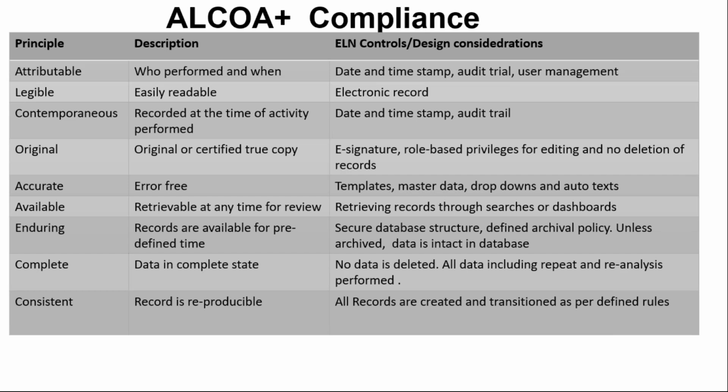So for example, I'm not going to read through everything, because these are just examples of how you can achieve these principles. For example, this is attributable. That means who performs the activity and when the activity is performed. So ELN can be built with the control of date and timestamp. It also has an audit trail. Proper user management also can be defined, so we can understand who has performed which activity and when it was performed.